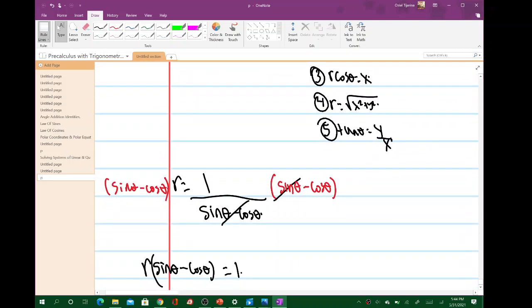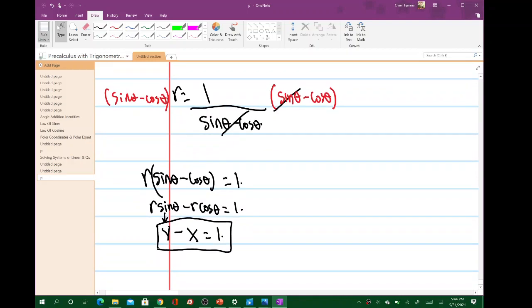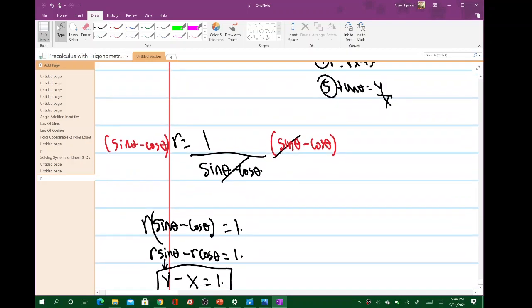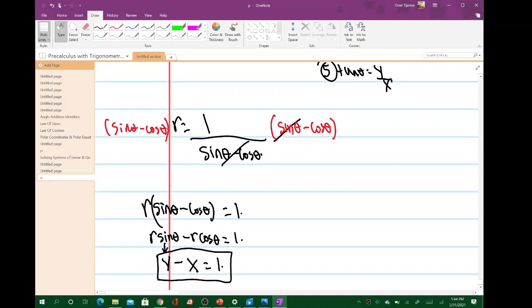So that's just how it's done. It's really not that complicated. You just have to know these 5 things, as well as how to manipulate your variables, so basically manipulation of expressions like algebraic expressions or trig expressions.